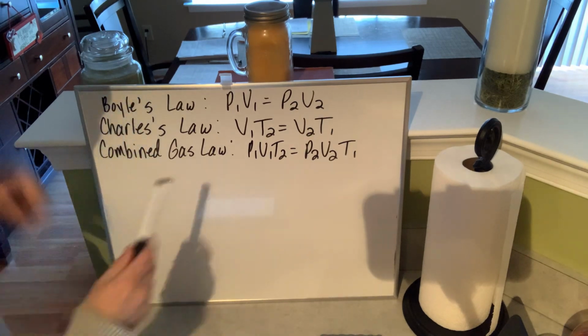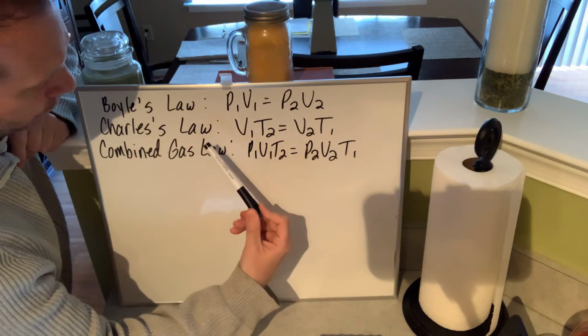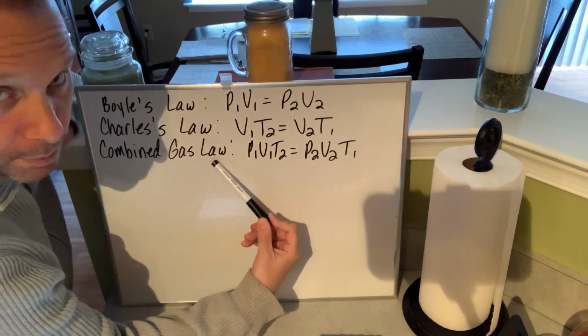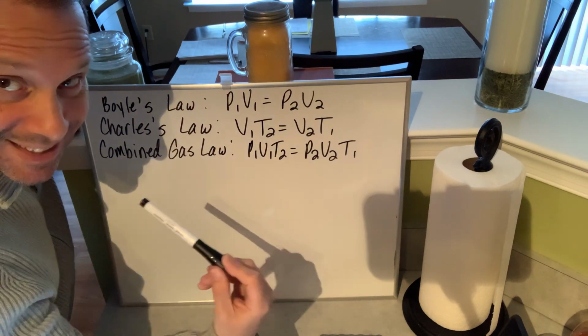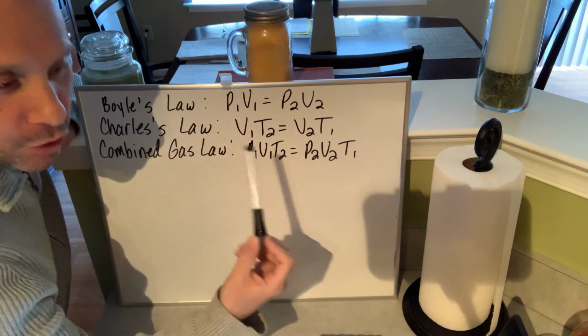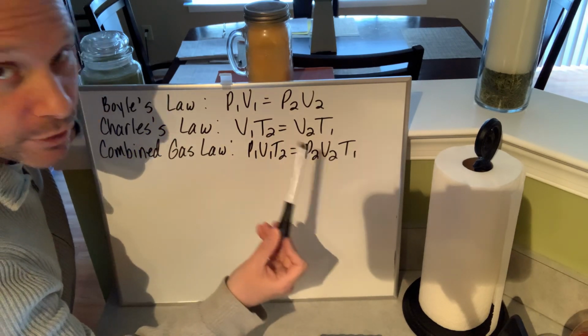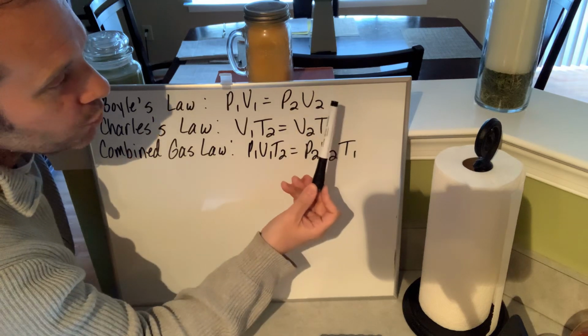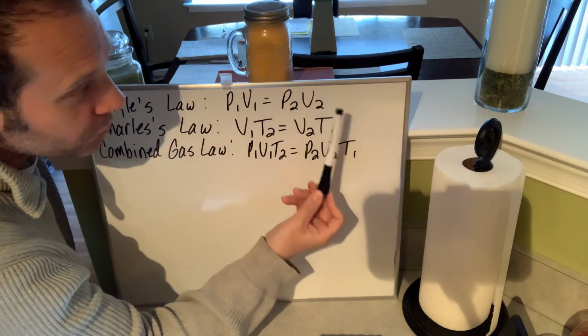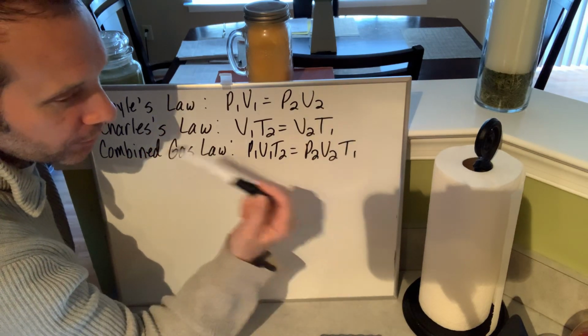Also, whenever you're using temperature, either in Charles's law or the combined gas law, you got to make sure you're using the Kelvin temperature because the volume is directly proportional to the Kelvin temperature. So you got this one's inverse, one goes up, the other goes down. This one's direct, one goes up, the other goes up.